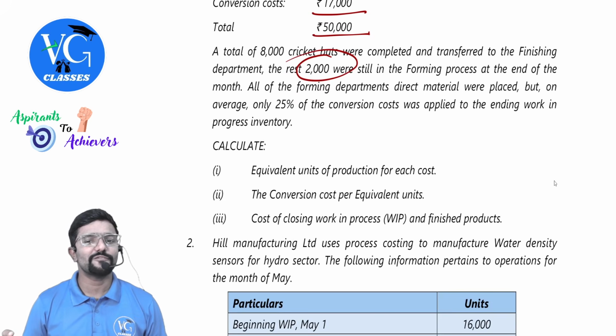Calculate equivalent units of production for each cost, the conversion cost per equivalent unit, cost of closing WIP, and finished products.